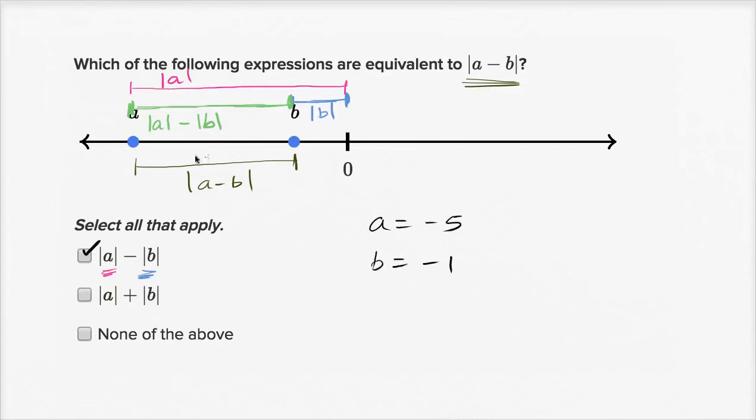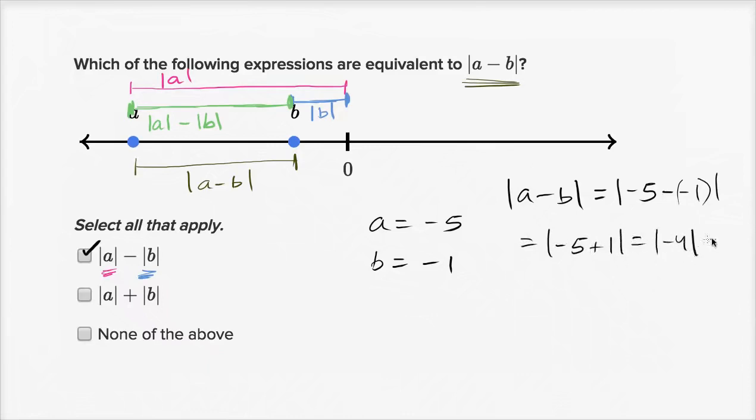Well, in this world, the distance between the two, the absolute value of a minus b, would be equal to the absolute value of -5 minus -1, which is the same thing as the absolute value of -5 plus 1, which is equal to the absolute value of -4, which is equal to 4. So for these particular numbers, and I just picked two negative numbers where a is more negative than b, the way it's drawn, this distance in green would be 4.